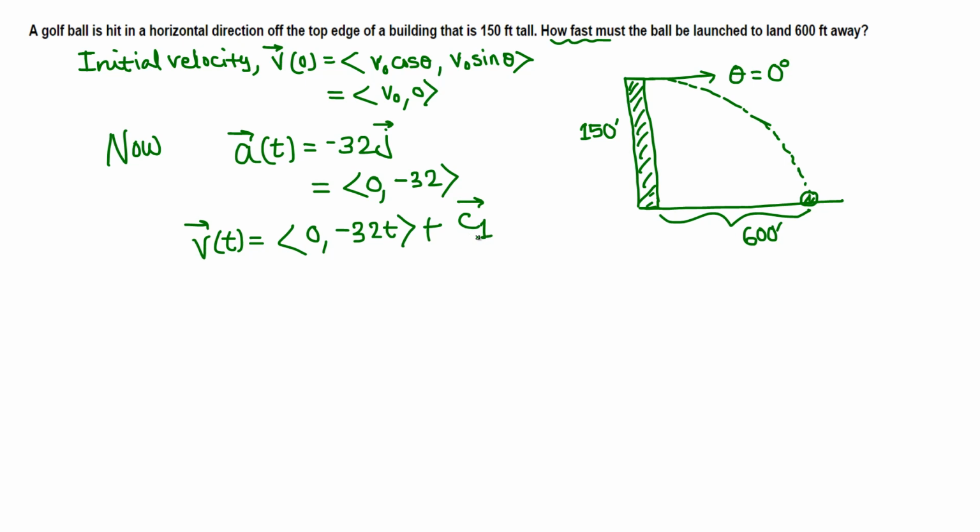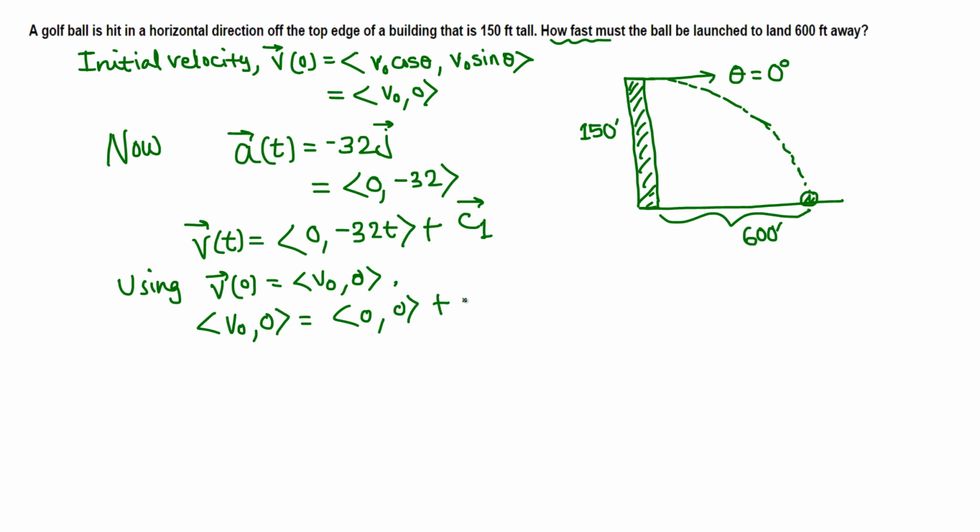Now we find the value of c1 using the initial velocity, which is v naught, 0. Plugging in t equals 0, we get v of 0, which is v naught, 0, equals 0 comma, negative 32 times 0, which is 0, plus c1. So c1 is just v naught, 0.